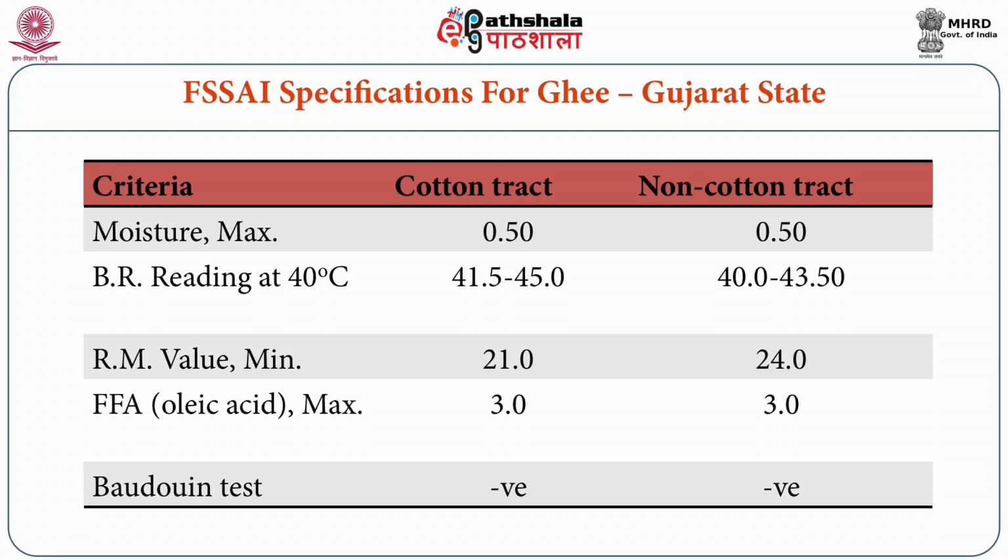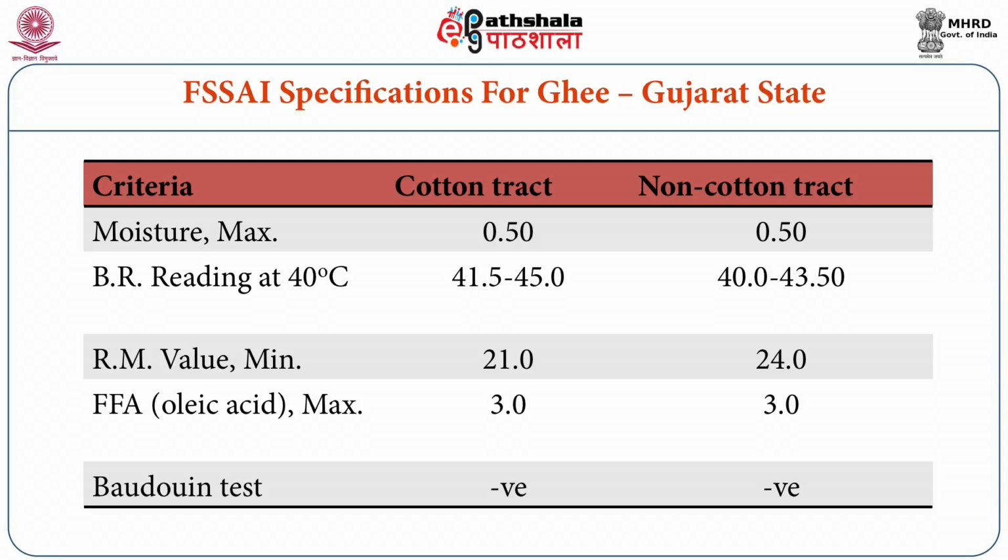When you are preparing ghee out of such milk, certain fat constants, we'll see later on, the BR reading, RM value, these can change based on the feed intake of the fatty acids. And hence, the legal specifications have been bifurcated into cotton tract and non-cotton tract area. However, there will be slight variations between the two. For butyrorefractometer reading, the fixed temperature for ghee should be 40 degrees centigrade during its analysis.